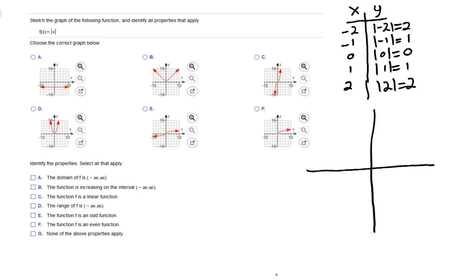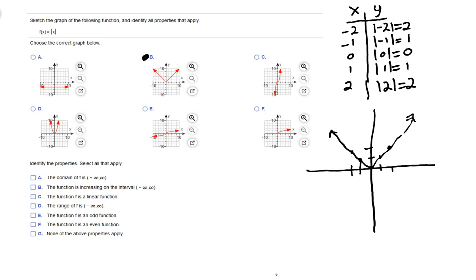So I'm going to plot my set of ordered pairs that I've just obtained. -2, 2, -1, 1, 0, 0, 1, 1, and 2, 2. And that gives me this V-shaped graph, which is answer choice B.